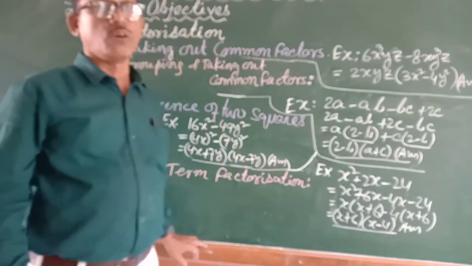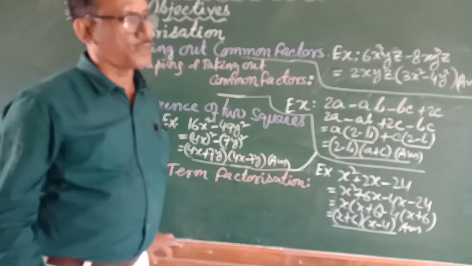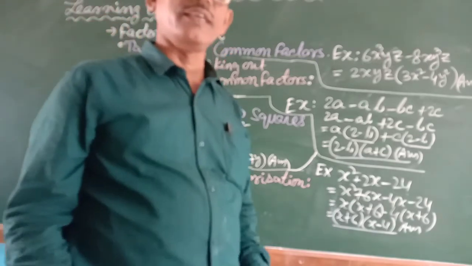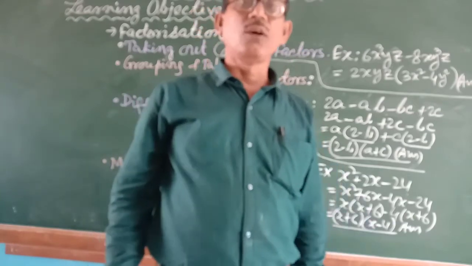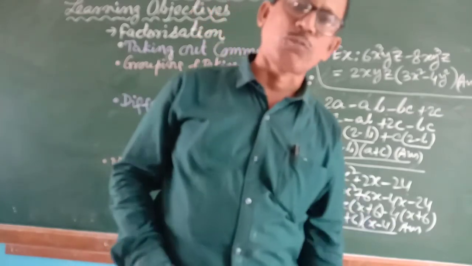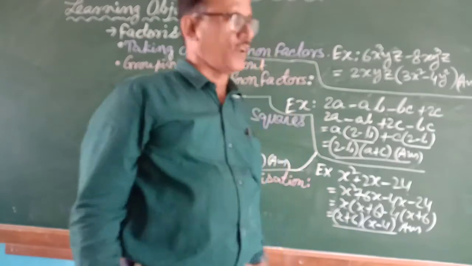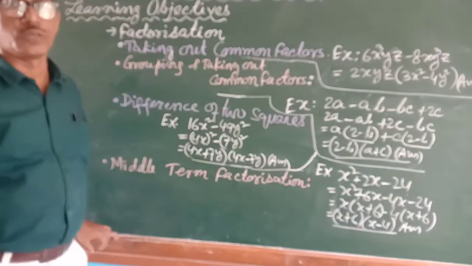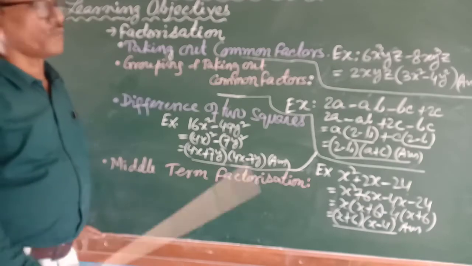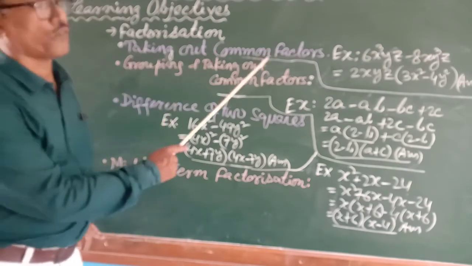That means an algebraic expression is a multiple of some factors. You need to write down that algebraic expression as a product of all those factors. That is called factorization. So in this factorization, there are some procedures you need to go through. The first procedure is taking out common factors.